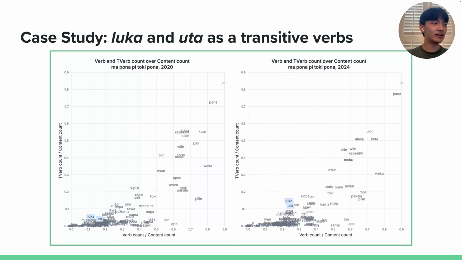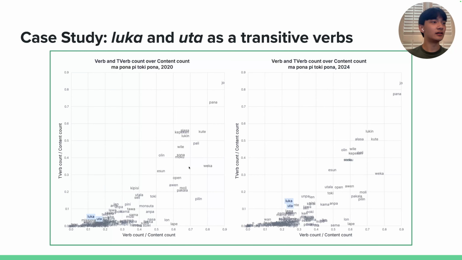And we can see luka and uta are right here, where they're used sometimes as verbs, and when they are, they're sometimes transitive. But then if we go to the 2024 data, luka has more than doubled in its transitive verb use and its verb use, and uta has significantly increased in its transitive verb use and also increased some in its verb use. So we can see that this change has definitely happened.